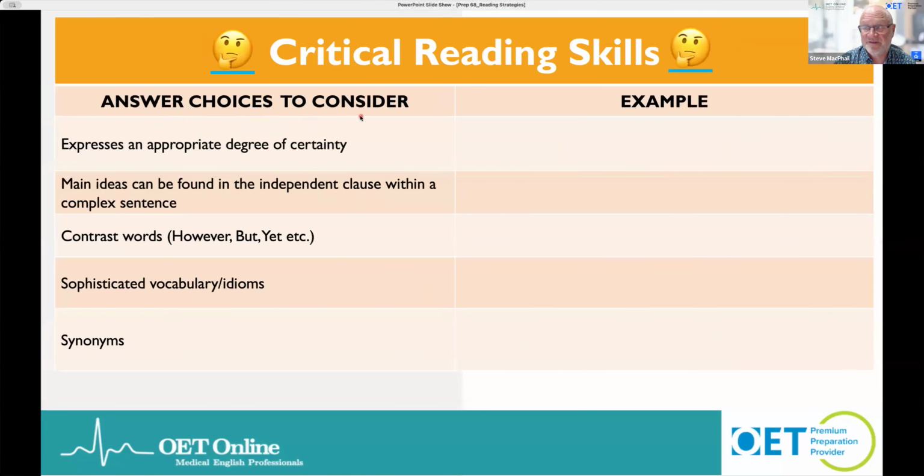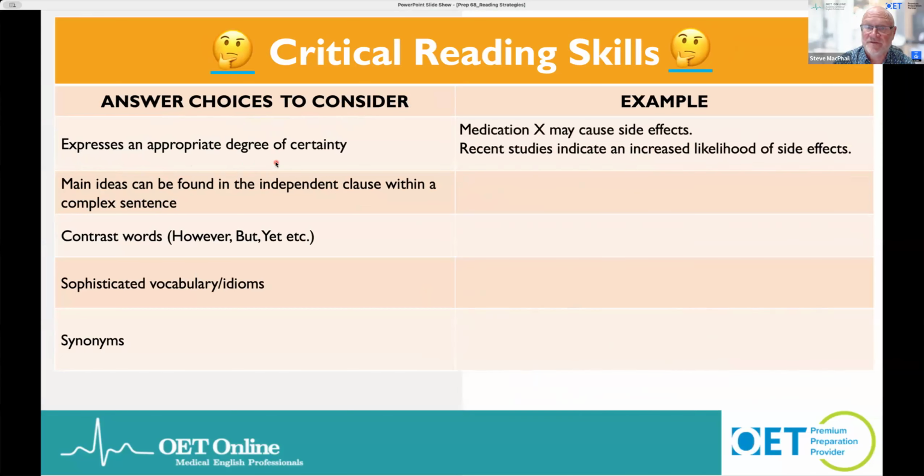Now, answer choices to consider, and these are just a few examples, and there are many. Answers which express an appropriate degree of certainty. Medication X may cause side effects. Watch out for your mays and mights. You see mays and mights? You should consider that. It may be the correct answer. It may not, but it has a stronger possibility probably than always or will. Recent studies indicate an increased likelihood of side effects. That's formal style of writing, likelihood, a chance.